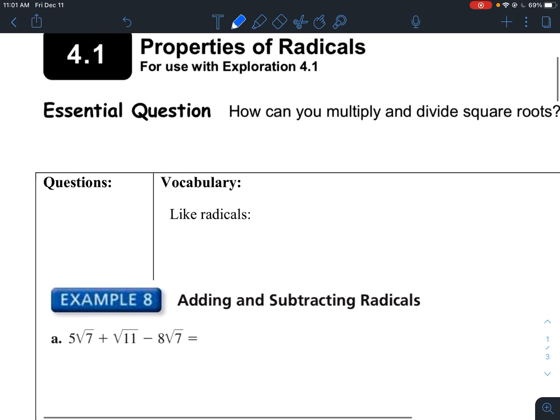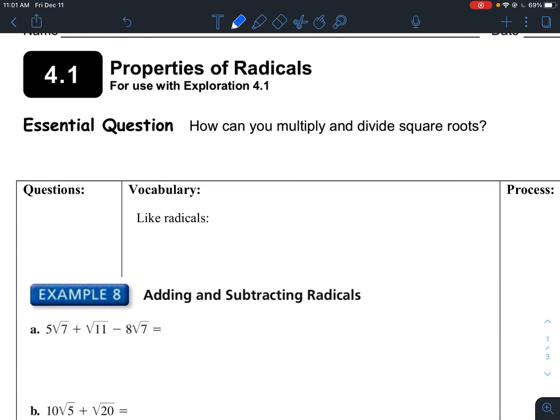So first of all is like radicals. We're going to talk about what like radicals are. Specifically, we're learning today how to add and subtract radicals, because last time in 4.1, we learned how to divide and multiply.